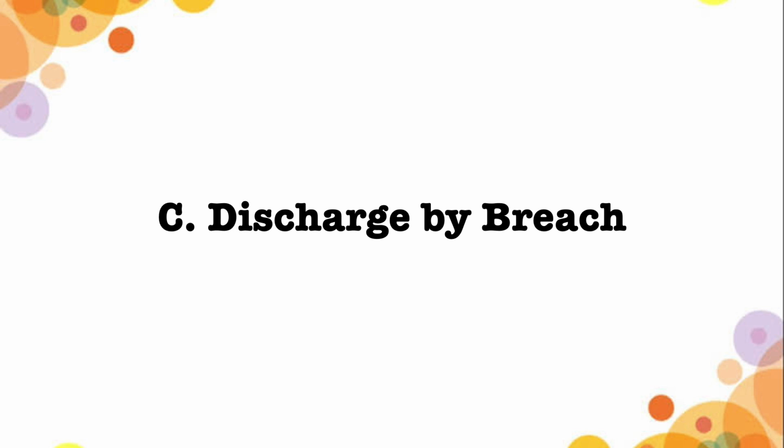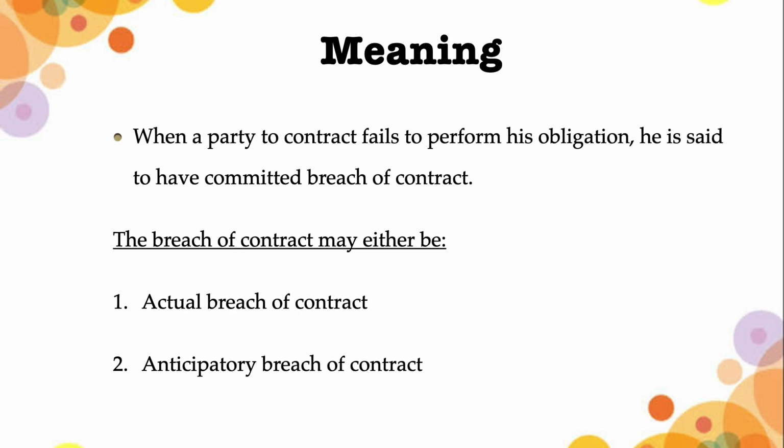The third condition or the third situation is I am discharging the contract by breach. When a party to a contract fails to perform his obligation, he is said to have committed breach of contract. So I promised to perform certain activity or sell something, but I am not doing it. Is that clear? I am failing to perform my obligation as agreed upon in the contract. What is it said to be? It is called breach of contract. It can be in 2 ways: actual breach of contract and anticipatory breach of contract.